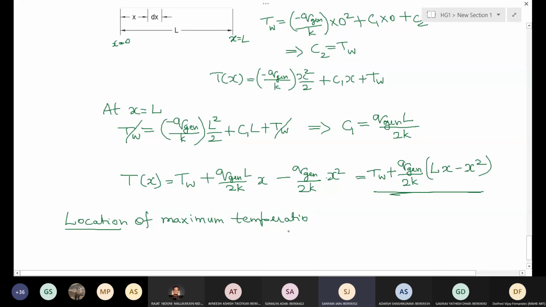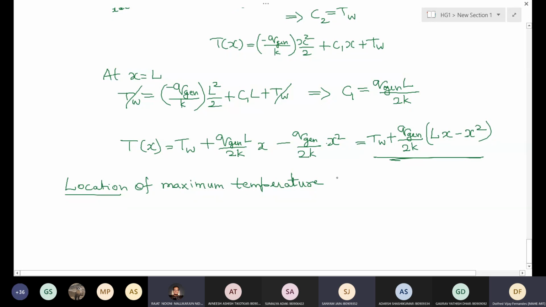Differentiate with x. So we have finding the maximum or minimum temperature. How do you find the maximum of a given function? dT by dx equal to 0. Yes, you take the derivative and equate it to 0. So for the location of maximum temperature, what do we say at maximum?